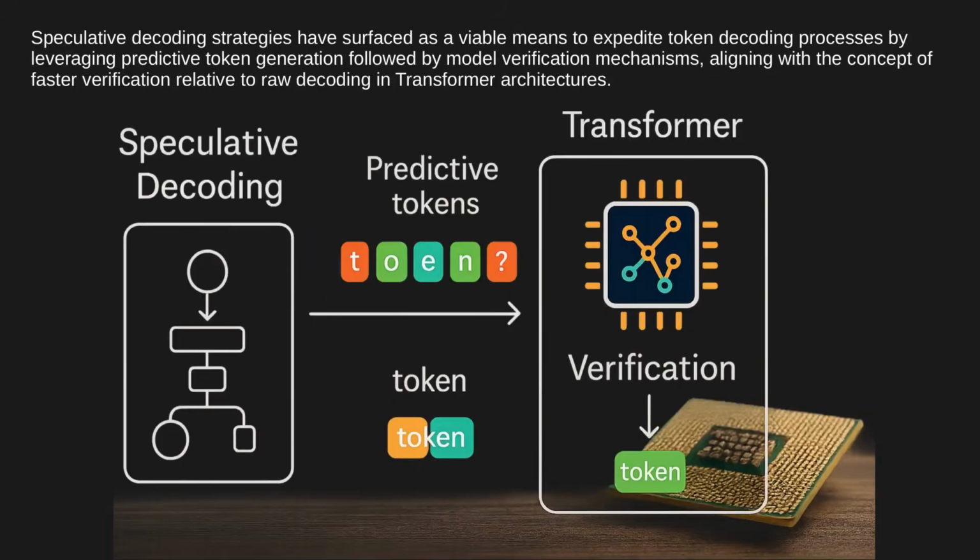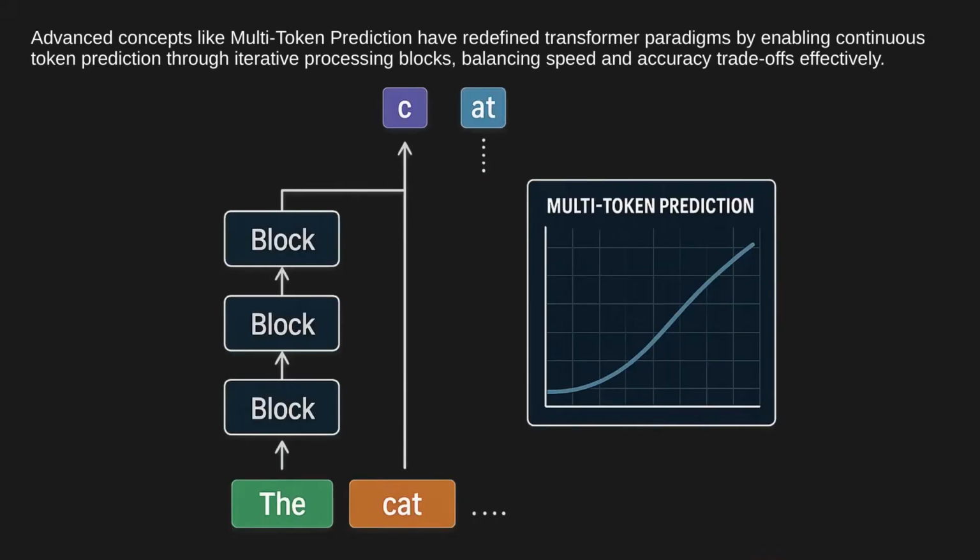Speculative decoding strategies have surfaced as a viable means to expedite token decoding processes by leveraging predictive token generation followed by model verification mechanisms, aligning with the concept of faster verification relative to raw decoding in transformer architectures. Advanced concepts like multi-token prediction have redefined transformer paradigms by enabling continuous token prediction through iterative processing blocks, balancing speed and accuracy trade-offs effectively.